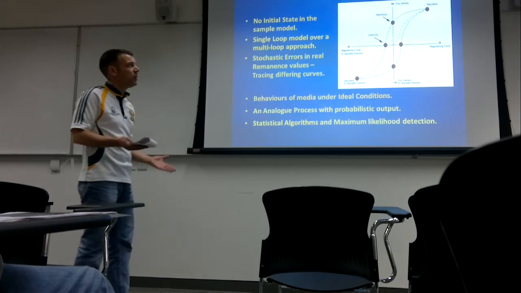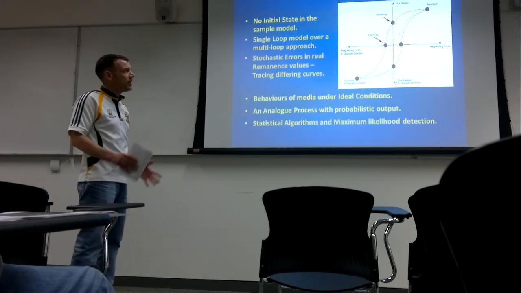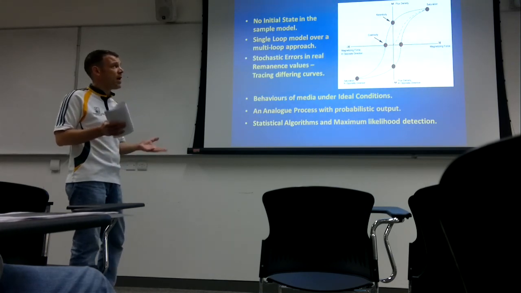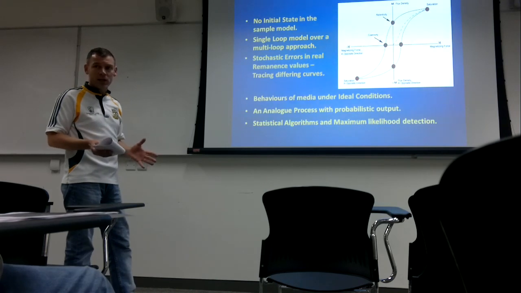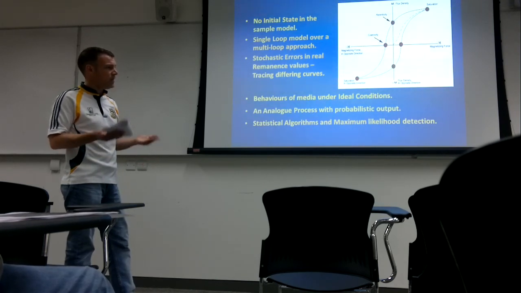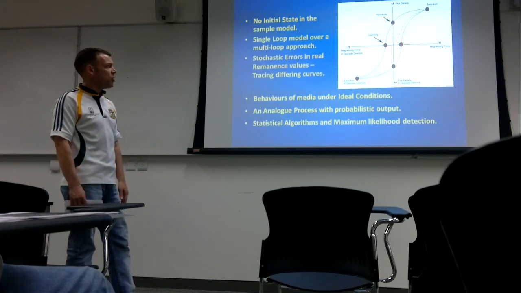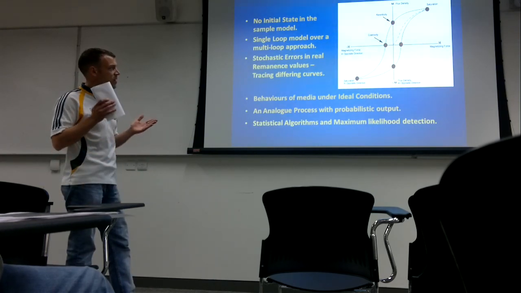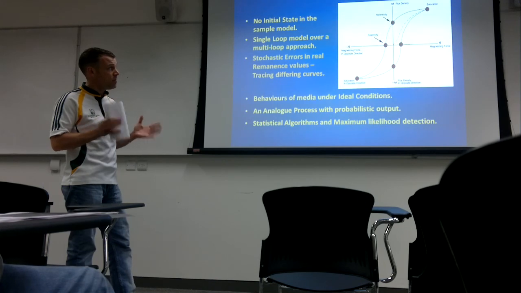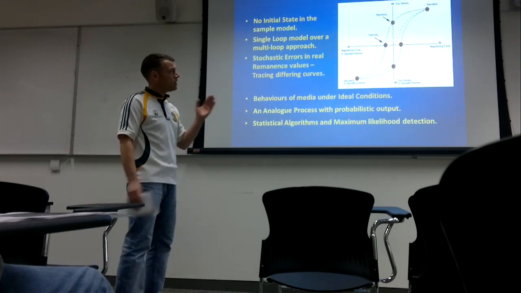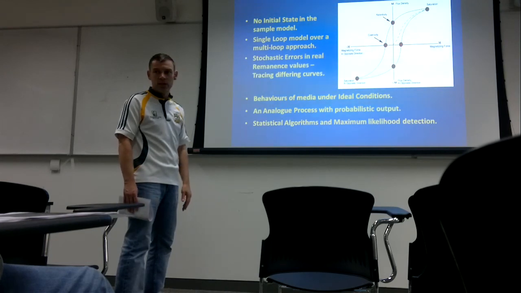A multi-loop model is probably more effective at explaining hard drive operations in real life, but in reality, it's impossible to model that because there are stochastic errors, you can't really model them. So in terms of looking at a magnetic medium's actual characteristics and properties for use in a hard disk drive, the single loop approach is the best.